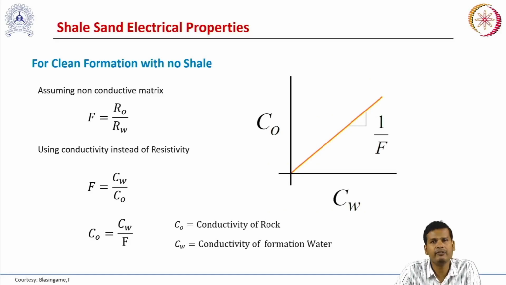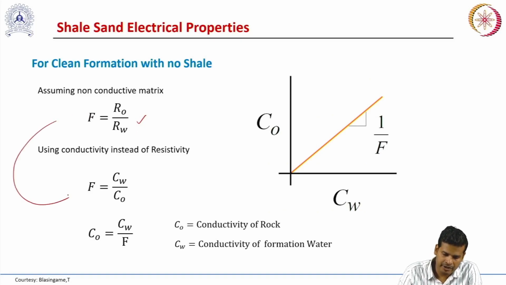So first, for a clean formation where there is no shale content, or we have a very low amount of shale such that its effect is negligible, we can define our classical formation factor, or the formation resistivity factor, as Ro by Rw. If you use conductivity instead of resistivity, because many of our clayey sand analysis models are given in terms of conductivity, we can define F also in terms of conductivity. So I will replace the resistivity terms with conductivity, and then the equation of F will become Cw by Co, where Co is the conductivity of the rock and Cw is the conductivity of our formation water.